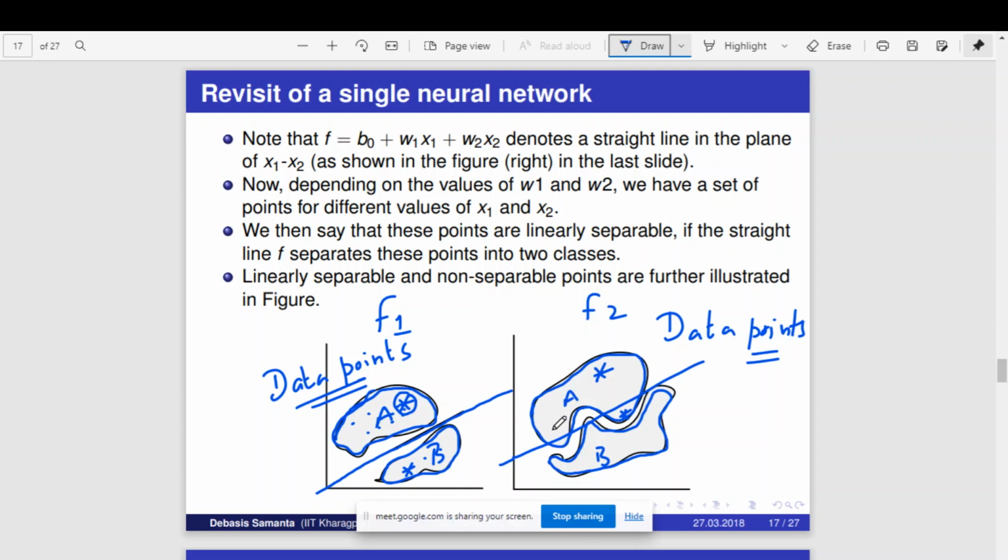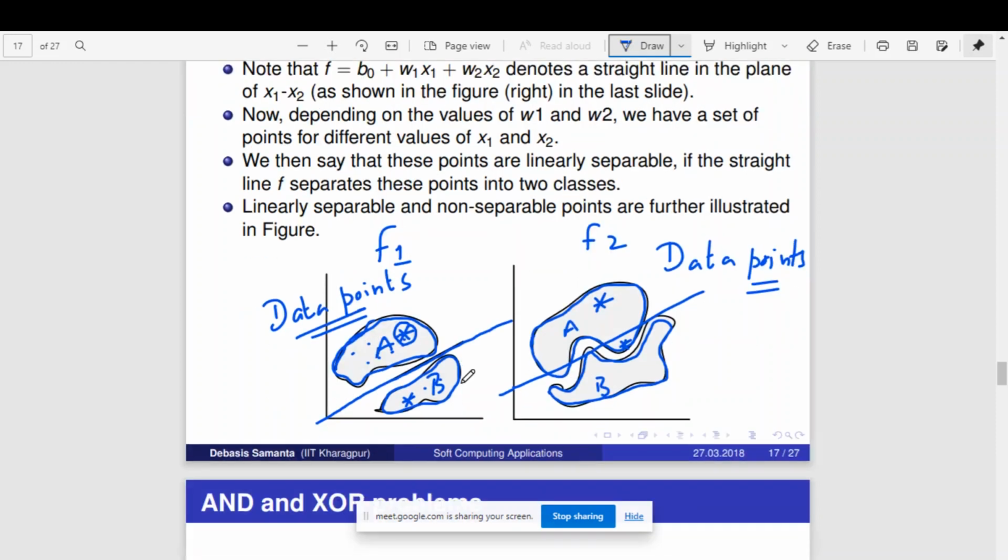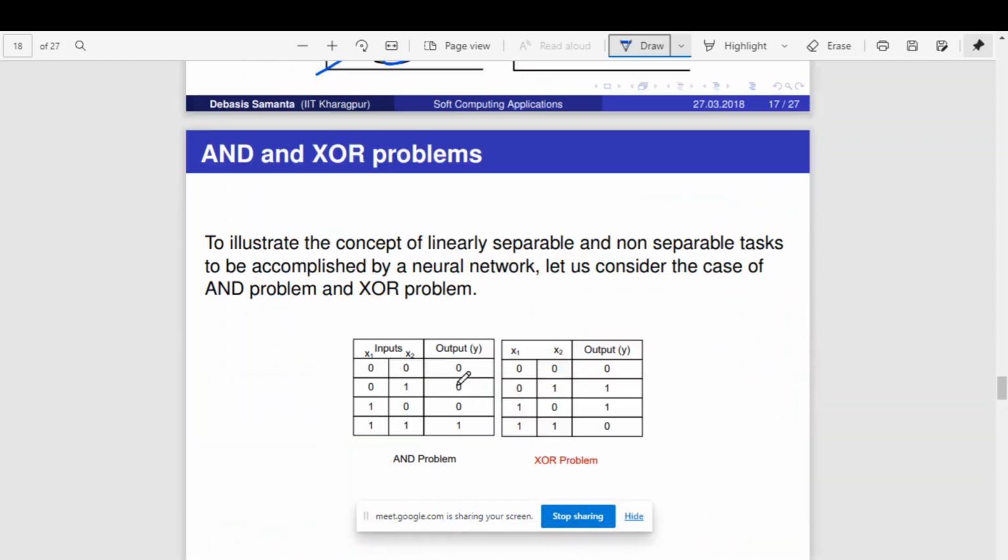So why are we discussing all these things? The point is, if the function is linearly separable, then it can be solved by using a single layer feed forward neural network. So if the data points in a function are linearly separable, then it can be solved by using a single layer feed forward neural network. If it is not linearly separable, then you have to go for either a multi-layer neural network or a recurrent neural network, right? So this is the whole problem.